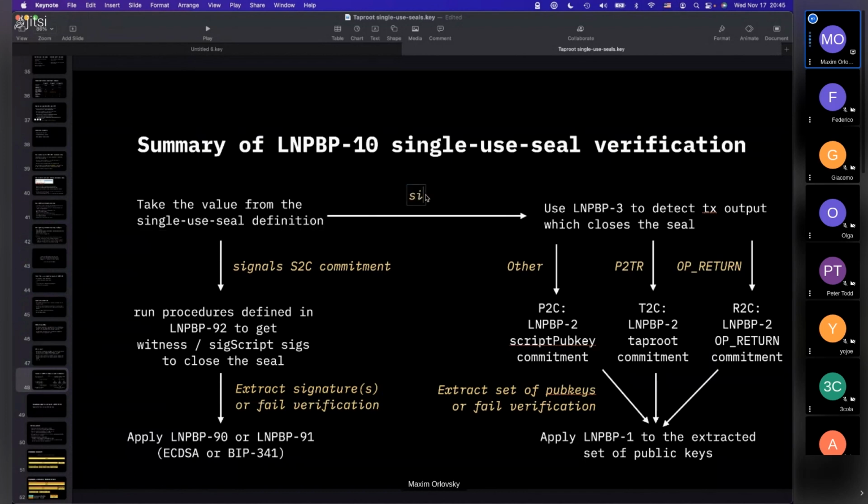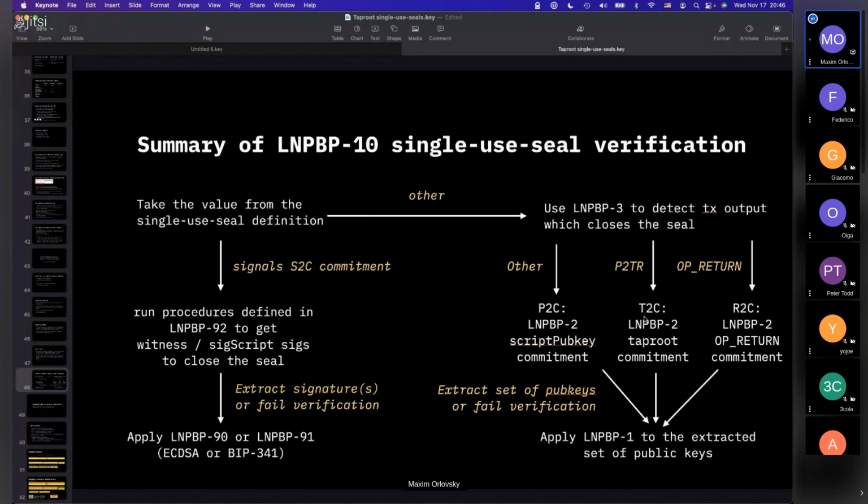If it signals sign-to-contract commitment, we do sign-to-contract verification. If it signals pay-to-contract commitment, we have three options. We first of all use LNPBP3 to detect the specific transaction output that will contain the commitment. Nothing changes here. If this output is a script pubkey, we use the LNPBP2 standard procedure to extract public keys, a set of public keys which will group-commit by their sum to a certain message.